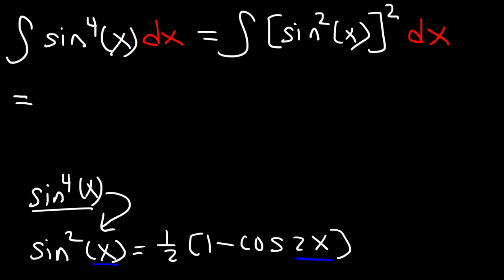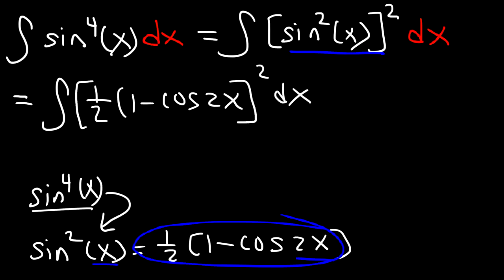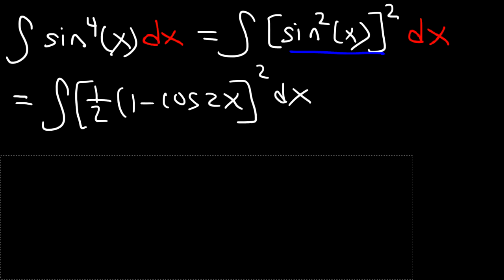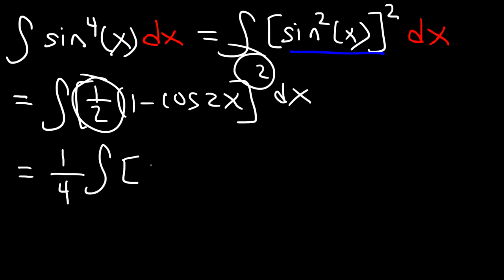Now our next step is to replace sine squared with this expression. So we have the integral of 1/2 times 1 minus cosine 2x, and this entire thing is squared. So the first thing we're going to do is square the fraction, 1/2 squared, and I'm going to move that result to the front of the integral sign. 1 squared is 1, and 2 squared is 4. And so we have the integral of 1 minus cosine 2x squared times 1/4.